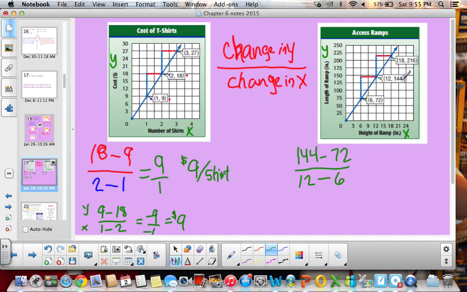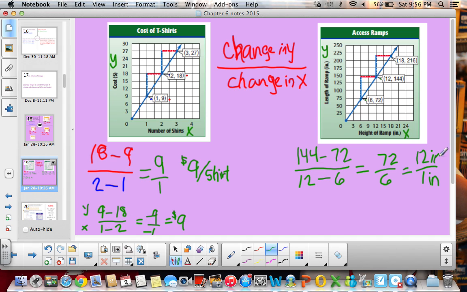And just to double check, 144 and 72 are my y values because they're the second number of the ordered pair. 12 and 6 are my x's, and then 12 and 144 should line up, and 6 and 72 should line up. And they do. So I have 144 minus 72, and I get 72. 12 minus 6 is 6. We want to get 1 in our denominator. 72 divided by 6 is 12.